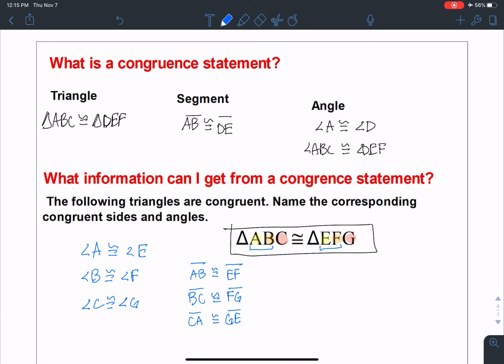But notice that they're all in order. A is always corresponding to E, B is always corresponding to F, and C is always corresponding to G. The order matters, so make sure that you are writing in the correct order.